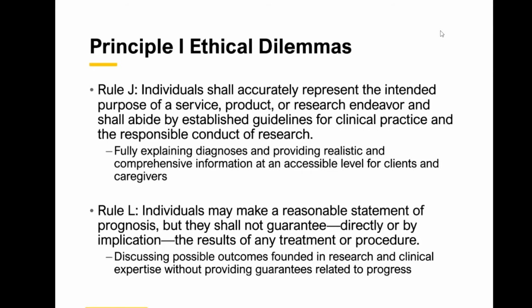We have Rule L. Individuals may make a reasonable statement of prognosis, but they shall not guarantee directly or by implication the results of any treatment or procedure. And so this means discussing possible outcomes founded in research and clinical expertise without providing guarantees related to progress. So we regularly teach and reinforce these concepts with student clinicians as we review cases and introduce new clients to them. And then the students will in turn communicate about diagnoses and prognoses with clients and caregivers.